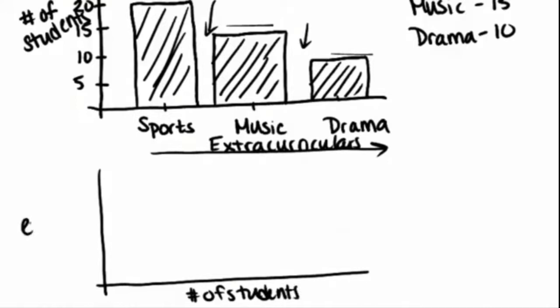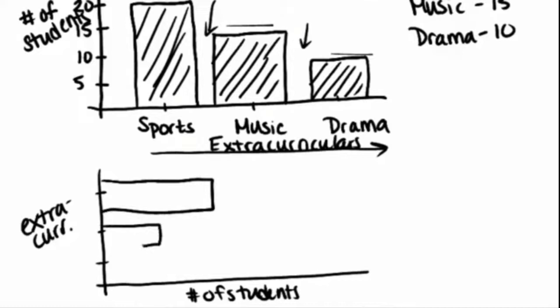And the extracurriculars here. And we would have just had sports, music, drama, and it would have looked something like this. So you'll see bar graphs both ways, and it's really up to you how you want to make them.